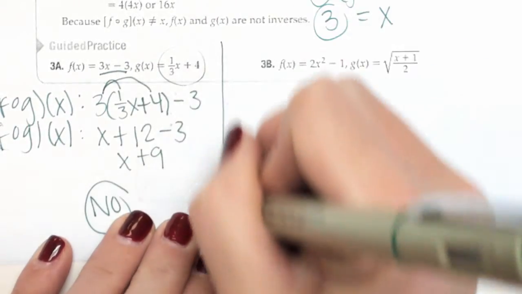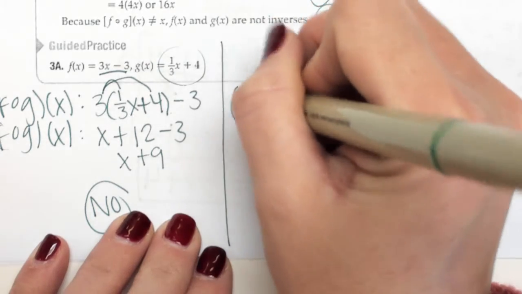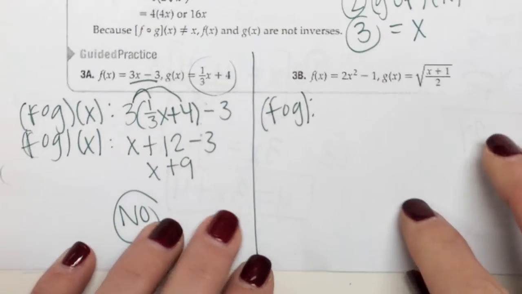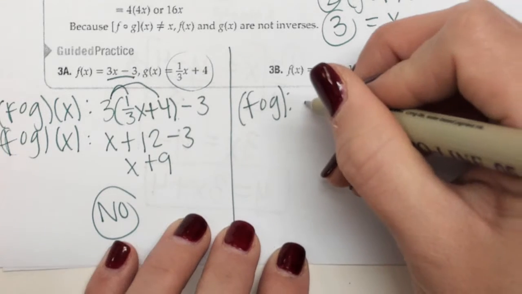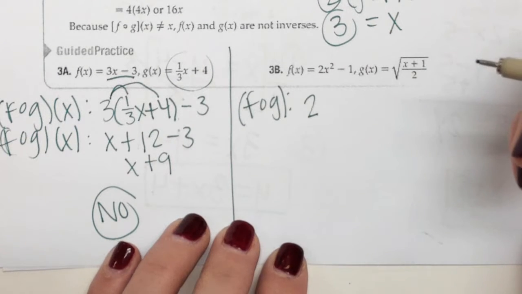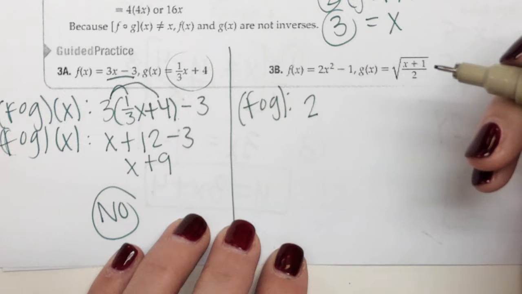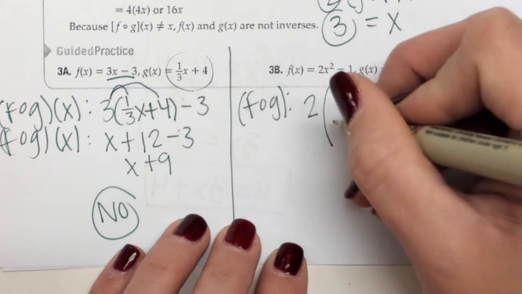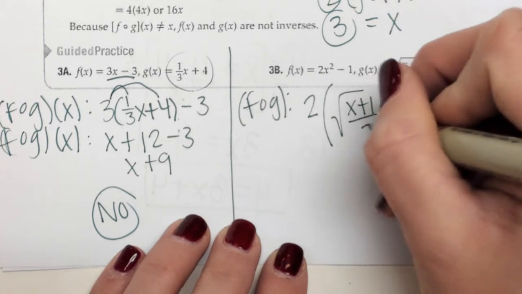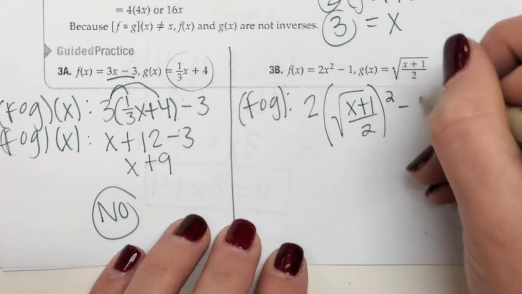Alright, next one, we're finding f of g of x first. So, tell me how to rewrite the correct function. Go ahead, 2. I heard somebody. What next? Good. And then squared on the outside, and then minus 1.